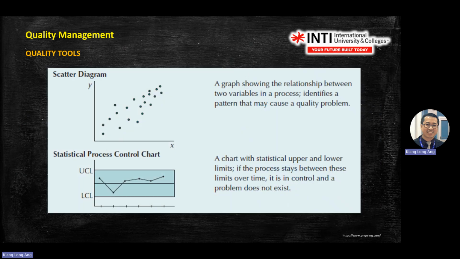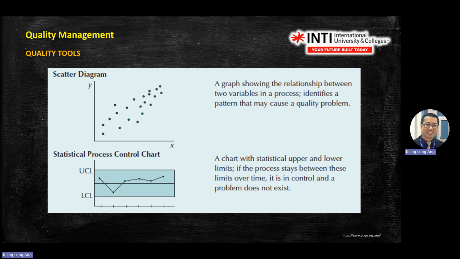Scatter diagram, this one you've seen a lot in Excel software. Most of the time when you do your FYP, you will see this kind of chart, or in your lab experiment, you will see this kind of scatter diagram. Then you ask the software to give you the trend graph and equation.